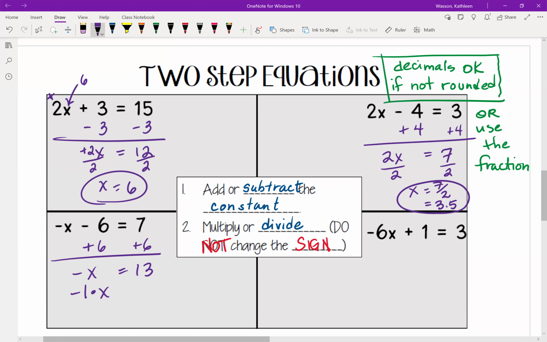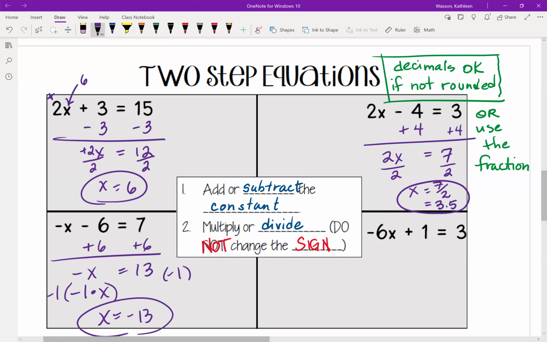To change this, you can multiply by negative 1 again, or you could divide by negative 1. Either way, we really just change the sign and put the negative on the left. We find that x is equal to negative 13.